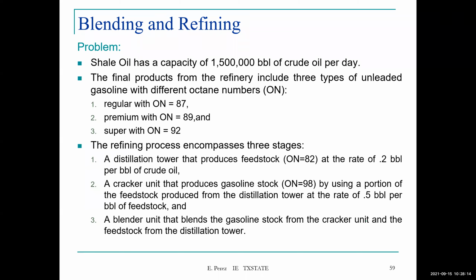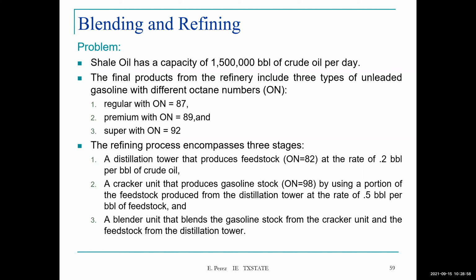So we have a company that has a capacity of 1.5 million barrels of crude oil per day. The final product from the refinery includes 3 types of unleaded gasoline with different octane numbers: 87, 89, and 92. The refining process has 3 stages. It has a distillation tower that produces feedstock with ON equals 82 at the rate of 0.2 barrels per barrel of crude oil. So every barrel of crude oil is transformed to 0.2 barrels of this feedstock of ON equals 82.